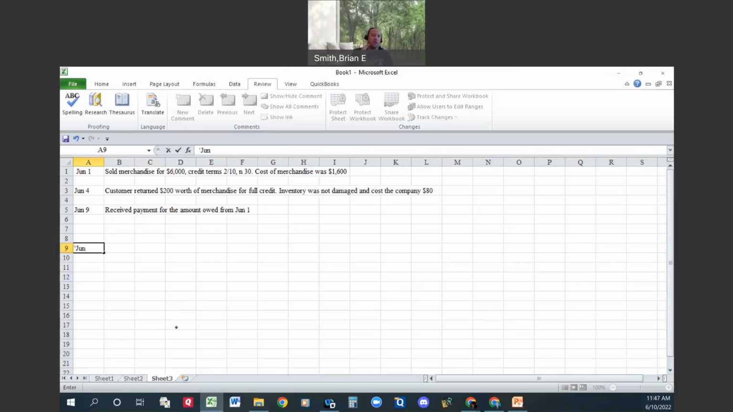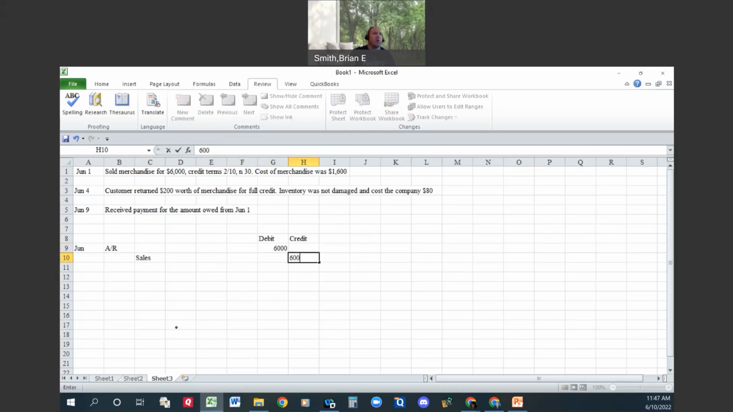So remember, when we sell inventory, we have two journal entries. First, the revenue side. Credit terms tell us that it's going to be an account receivable, so we're going to be owed this money. And then crediting sales. Debit for 6,000, credit for 6,000.